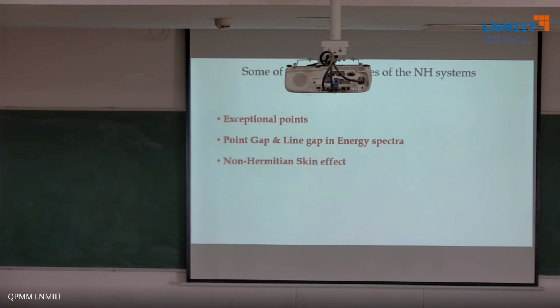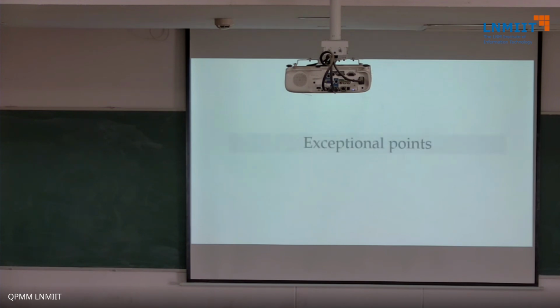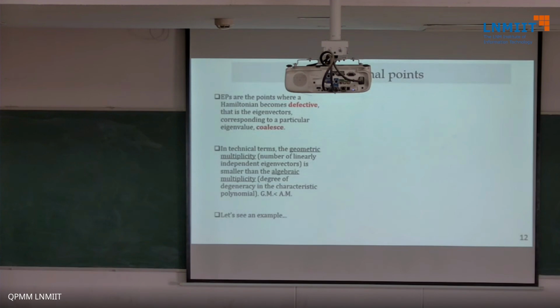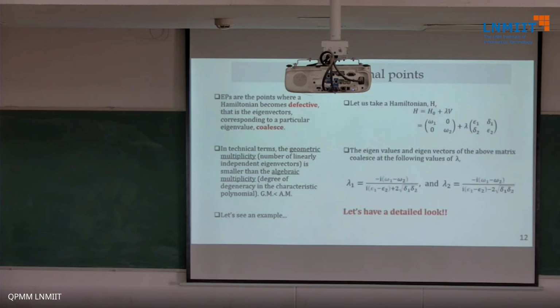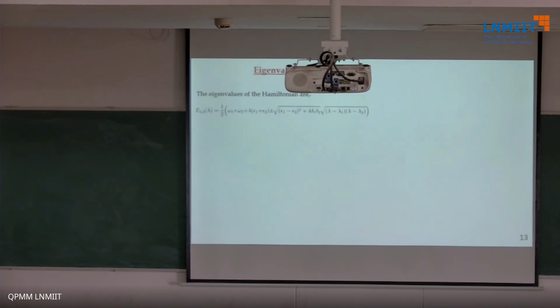There are point gap and line gap. There is the non-Hermitian skin effect, which is what you're saying. And then, of course, there's a new refined bulk boundary correspondence. So let's quickly see what exceptional points are. If you write down a Hamiltonian, say a 2-component Hamiltonian, which is diagonal and connected by some matrix, and you calculate the eigenvalues, you'll see that the eigenvalues and eigenvectors coalesce at particular values of lambda, and the eigenvalues become like this.